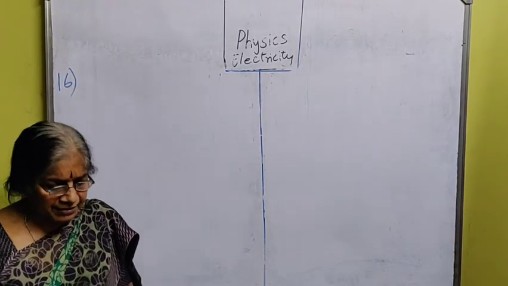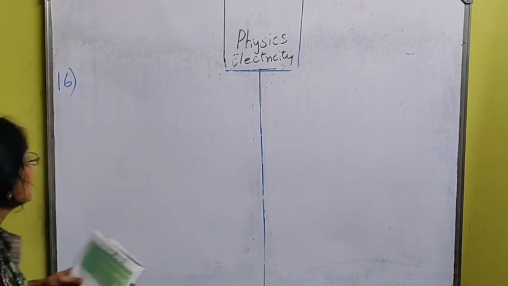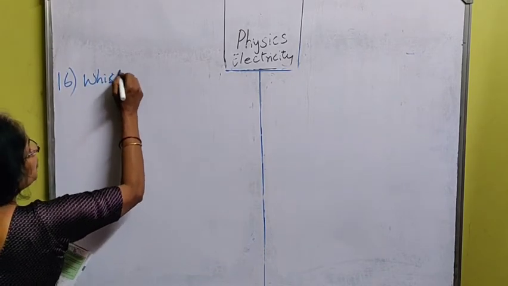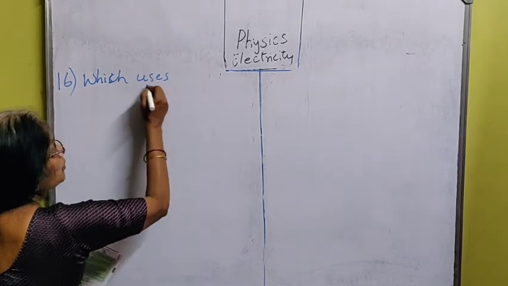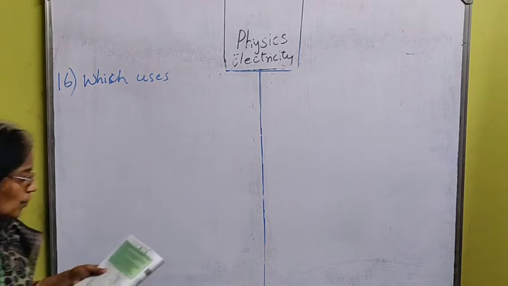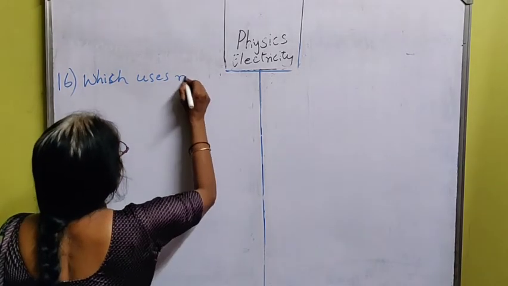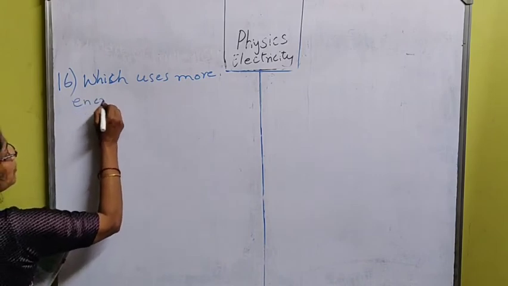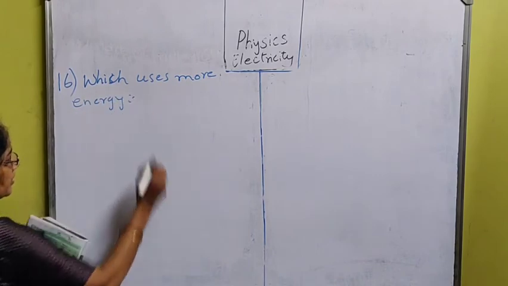Now we will see sum number 16. What is given in sum number 16? Let us see. Which uses, see, uses means what? Is taking, which uses more energy.